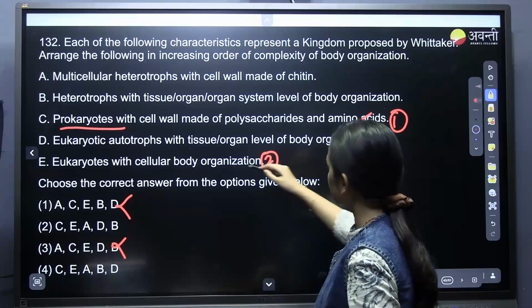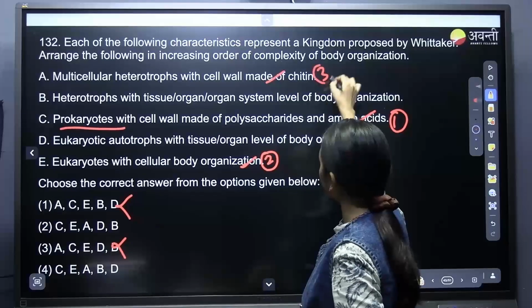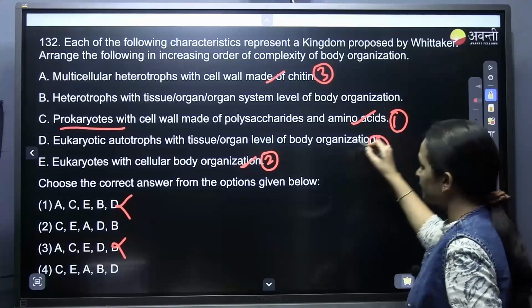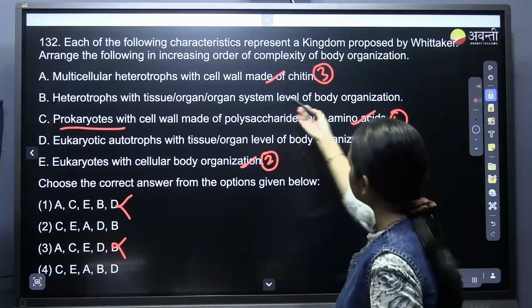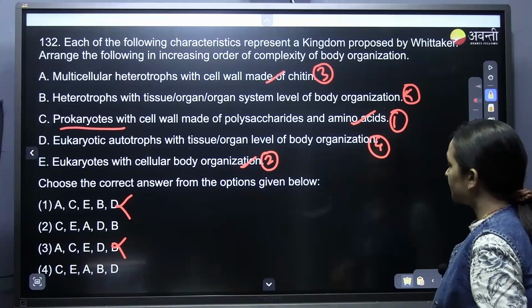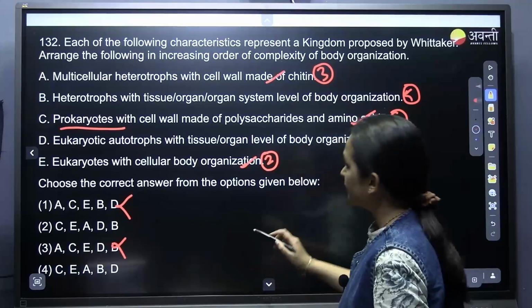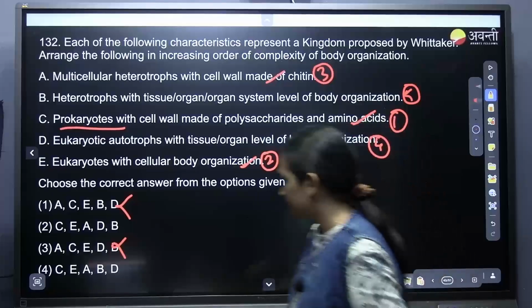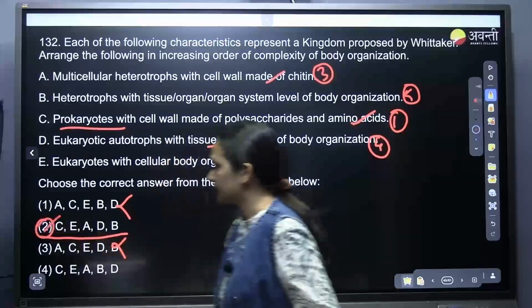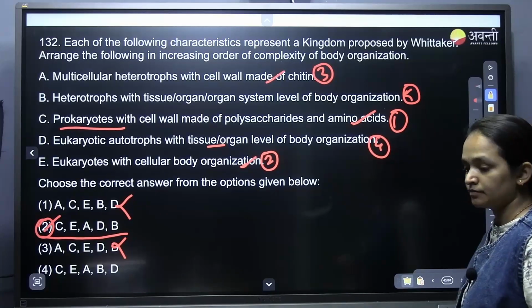These are Monera, protist, fungi. Eukaryotic autotrophs, that is plantae, and heterotroph with tissue organ system level, animalia. So, yes, the order is as given in the option. Understanding? Option 2 as the correct answer. Any doubts?